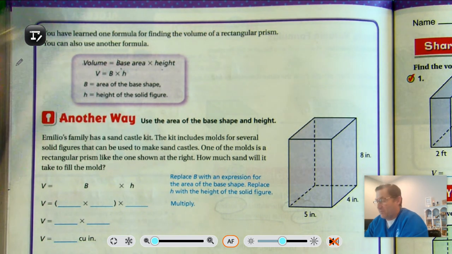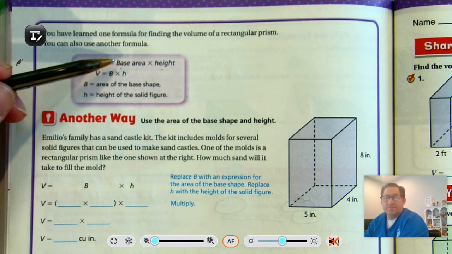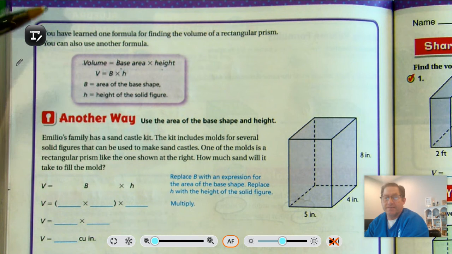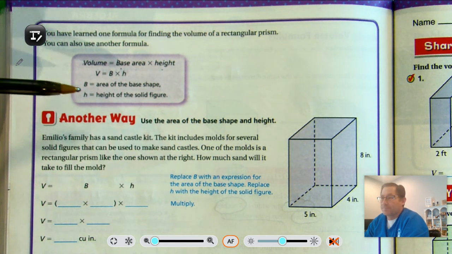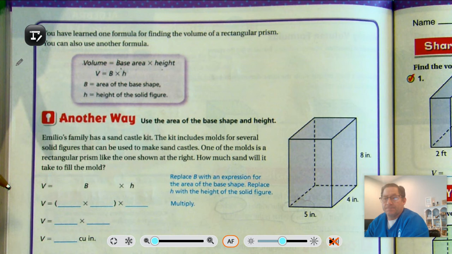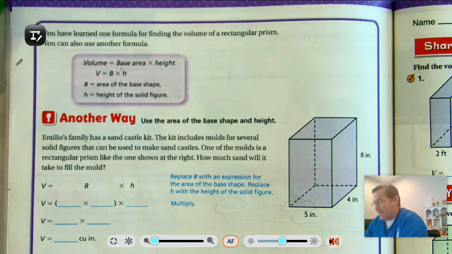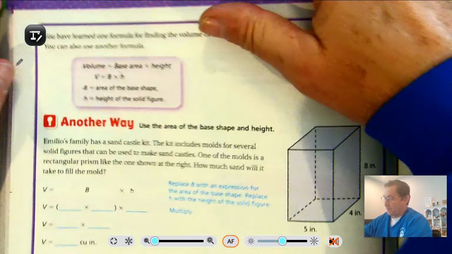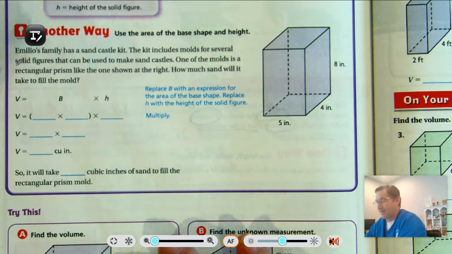If I know the base of any prism and I know the height, I can tell you the volume. Because not every base shape is going to have length and width. All right. So volume equals base times height, where B is the area of the base shape and H is the height. So use the area of the base shape and height.